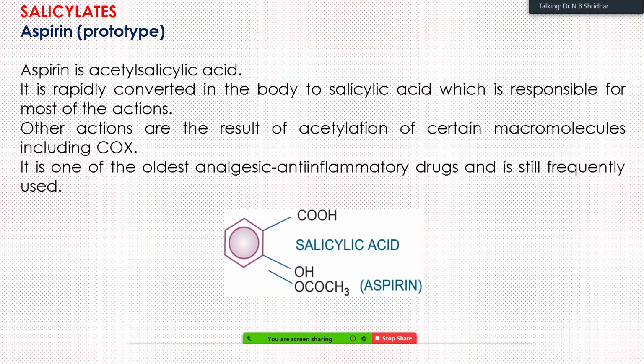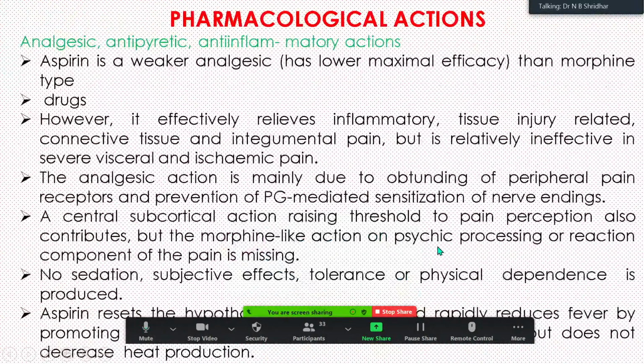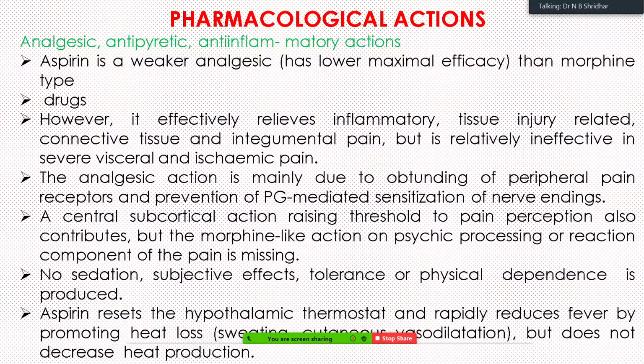It is used less frequently nowadays for anti-inflammatory and analgesic purposes, whereas it is very commonly used in cardiac treatment, especially cardiac ischemias, because of its antithrombotic action. This is the structure of salicylic acid: COOH, OH, and OCH3 in aspirin. The pharmacological actions of the NSAIDs are analgesic, antipyretic and anti-inflammatory actions.